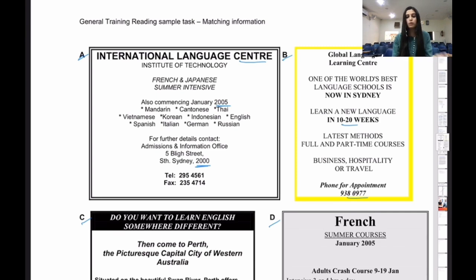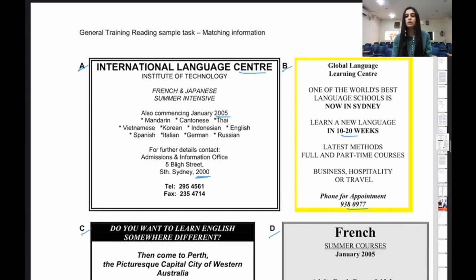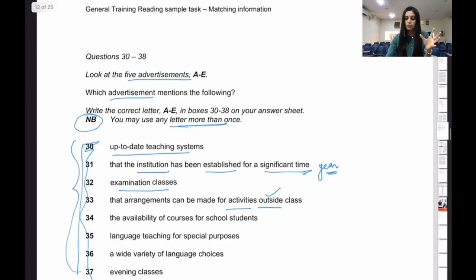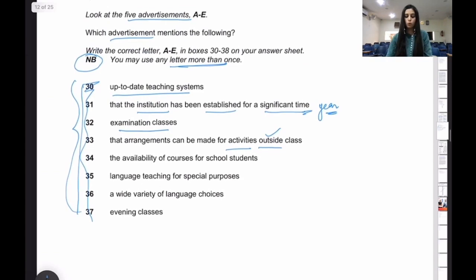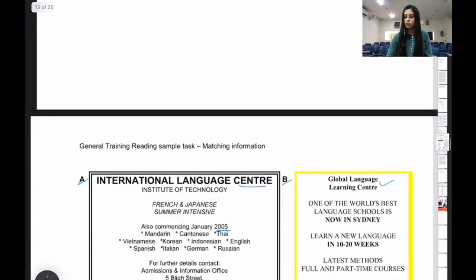This is a phone number. So no mention about any sort of establishment when Global Language Learning Center was established. They have not mentioned anything. Then again, they have not spoken about, what was the other one? Examination classes or something related to outdoor activities. Nothing has been mentioned. Then we are left with just one of them, which is up-to-date teaching systems.